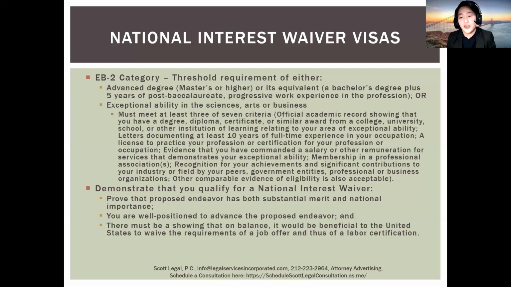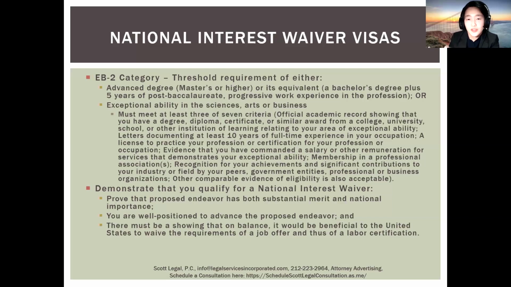So now let's say that you have proven that you have met the EB-2 threshold category, through either showing an advanced degree or showing that you have exceptional ability in the sciences, arts, or business. The next step is to show that your profile actually qualifies for the National Interest Waiver. And there are three prongs to satisfy in order to prove that you qualify for the NIW.